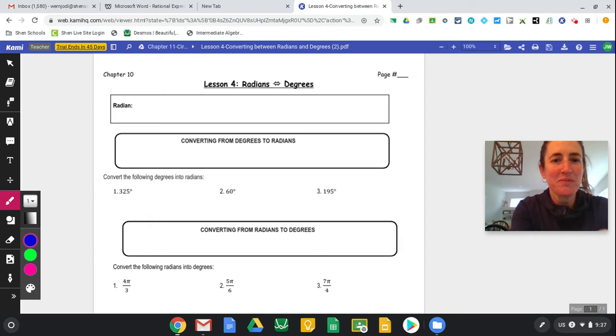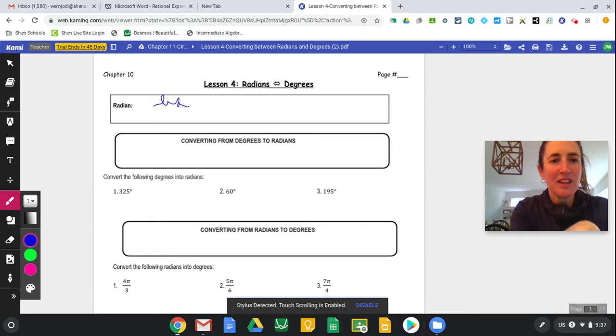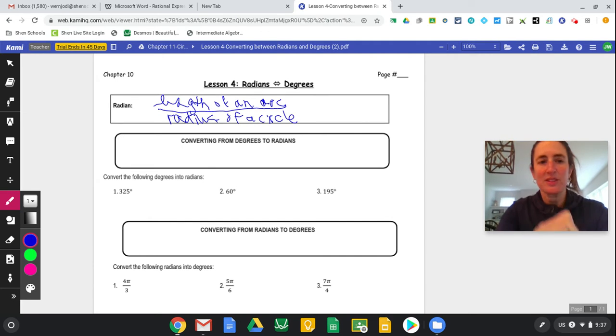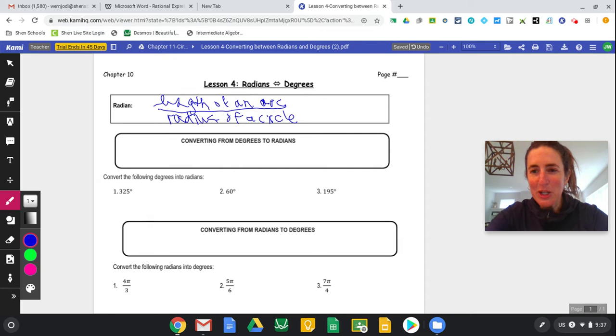Ready? It is the length of an arc divided by the radius of a circle. The length of an arc is basically if you took a piece of string and placed it on the outside of the arc and then straightened it out. So the length of an arc divided by the radius of the circle, and that's what a radian is.